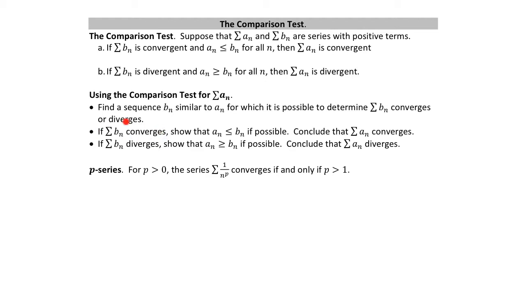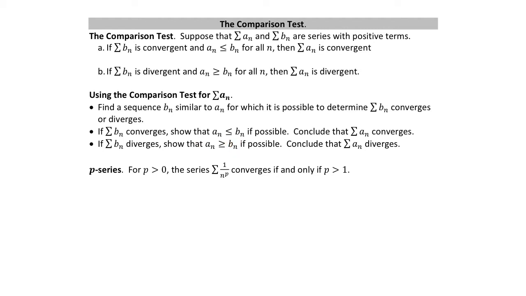If the series converges, you want to show that A sub n is less than or equal to B sub n, so that the partial sums are always less than those. After that, you conclude that A sub n converges. If B sub n diverges, show that A sub n is always greater than or equal to B sub n, if you can. And then you conclude that A sub n diverges because the partial sums of A sub n will be greater than or equal to the partial sums of B sub n.